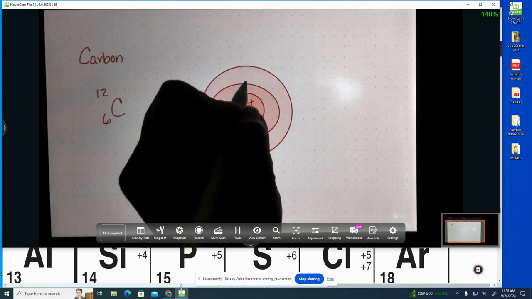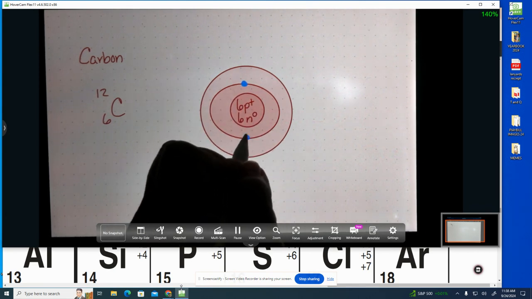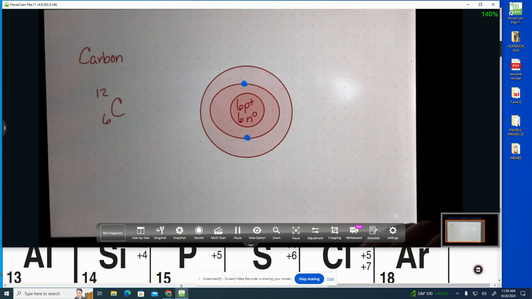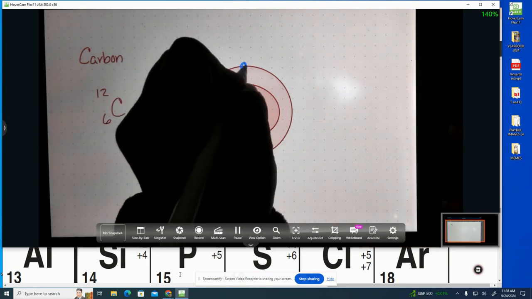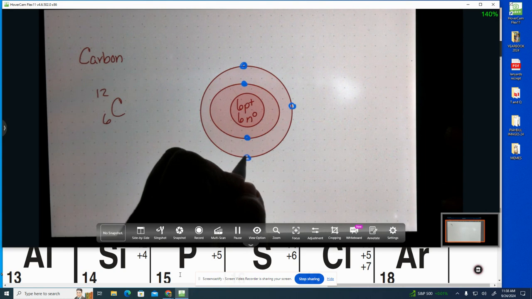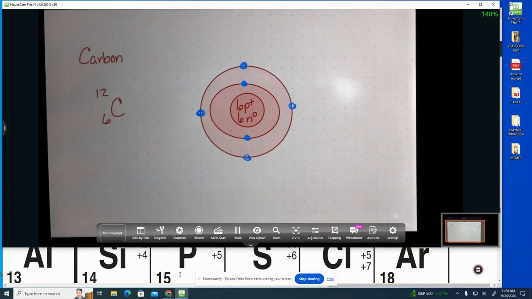In the first energy level, you're going to have 2. In the second energy level, you're going to have 4. 1, 2, 3, 4, just like that. So you've got 4 in the outside energy level. That's why carbon doesn't know what to do. Gain 4, lose 4, it doesn't know. Okay, so that's the Bohr diagram for carbon.